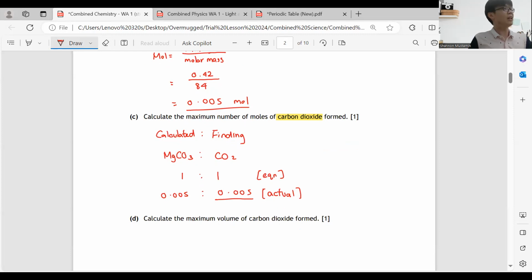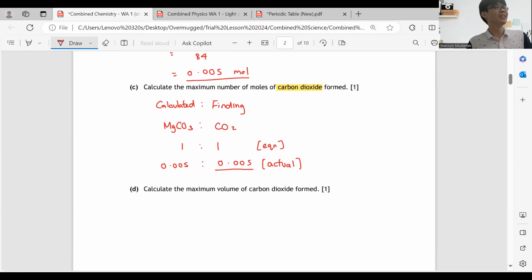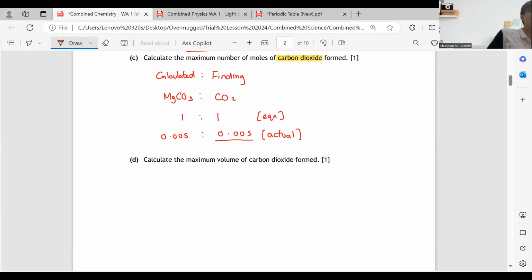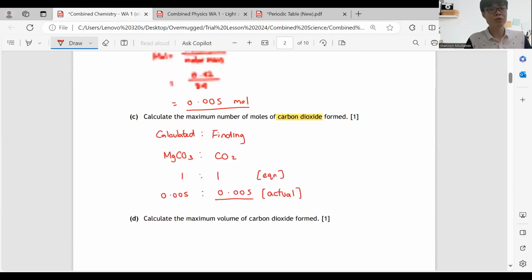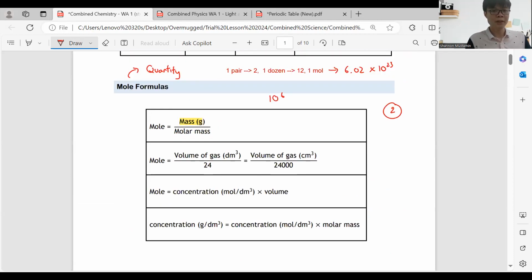Alright, then the last step. Got question you can ask me later, so calculate later. Calculate the maximum volume of carbon dioxide. You have mole of carbon dioxide. Can you convert mole back to volume? Which formula? This one, huh?